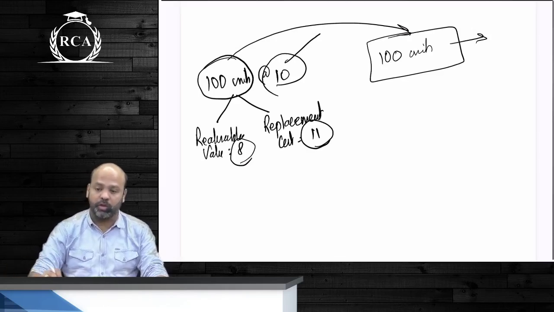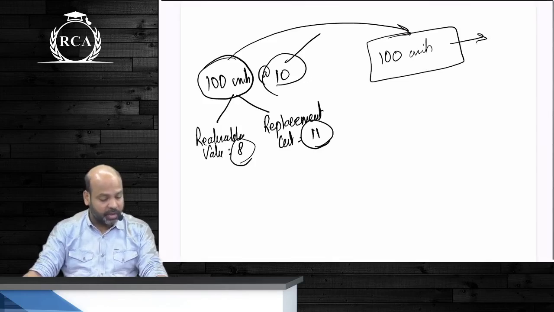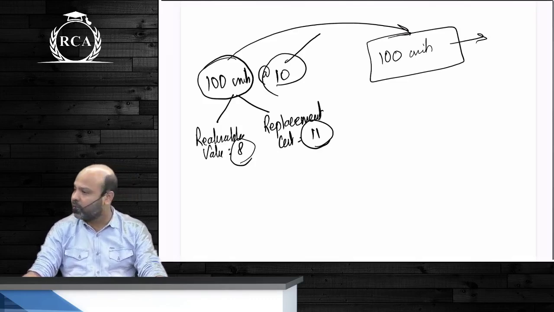So by using those raw materials here for the new product, you will try to recover at least 8 rupees per unit. So we use the resale price method. What is it called? Resale price. We use the realizable price method, guys.